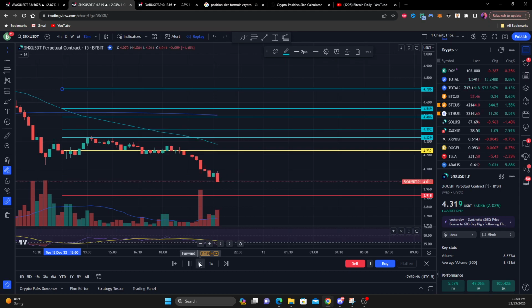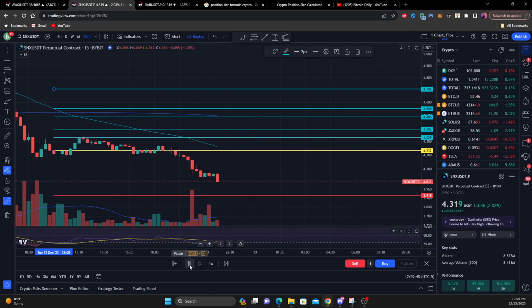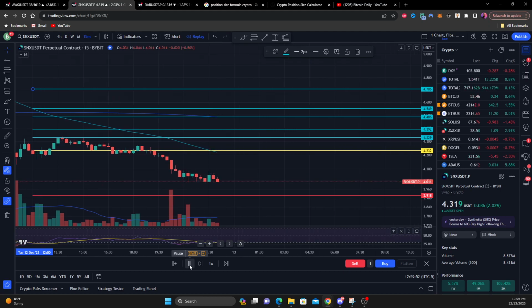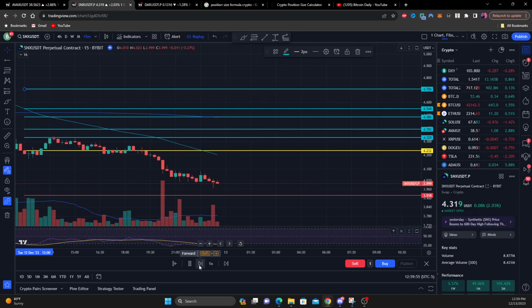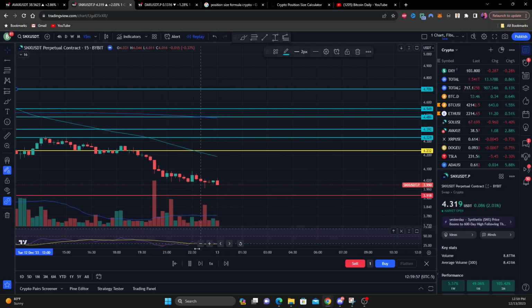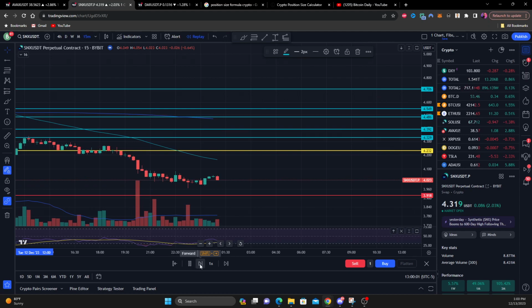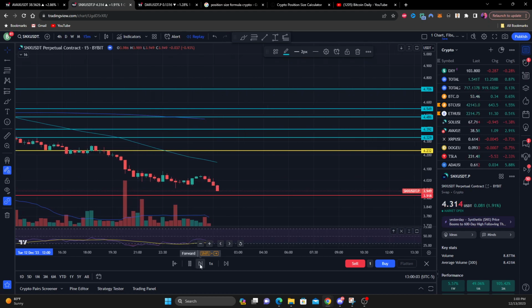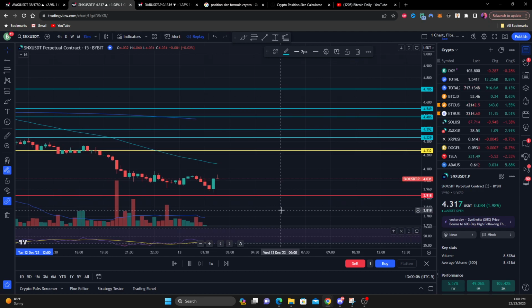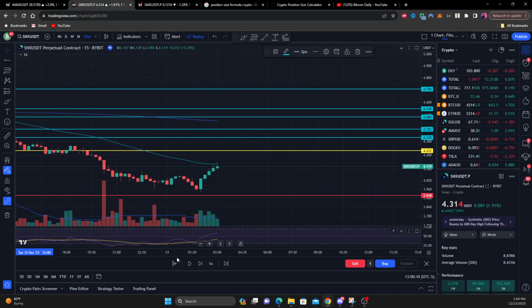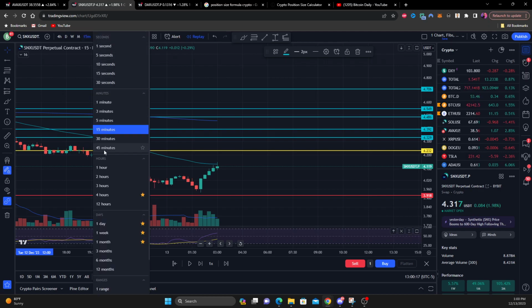So if we keep playing this out, let's see if it hits our stop. You can see it's getting close, but it hasn't got to our stop yet. It's got even closer, and we got a bounce. So what just happened there? We had our stop and it almost went down to it, but it didn't quite get there.